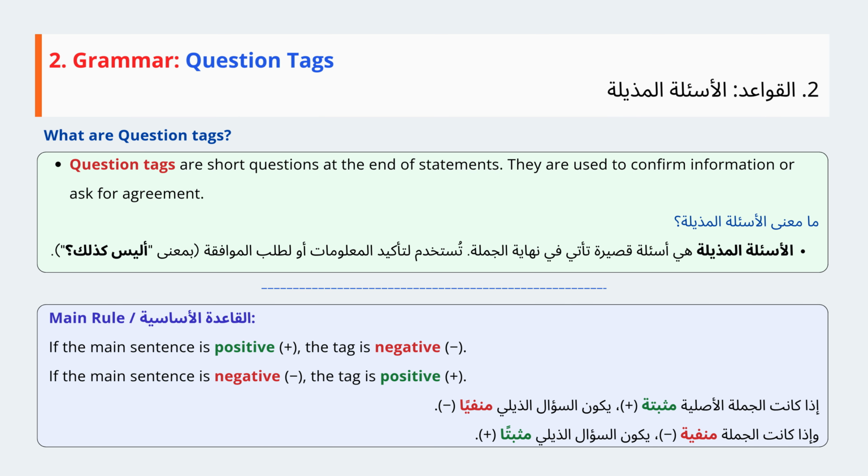Now it is time for our grammar section. Let's start with question tags. What are question tags? Question tags are short questions at the end of statements. They are used to confirm information or ask for agreement. Here is the main rule you must remember. If the main sentence is positive, the tag is negative. If the main sentence is negative, the tag is positive.